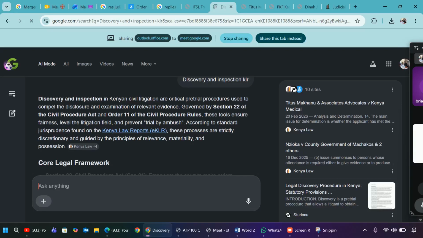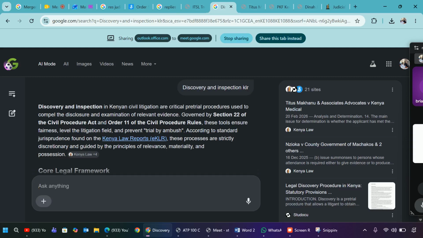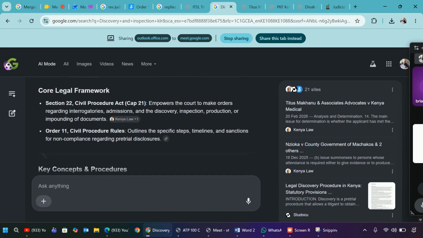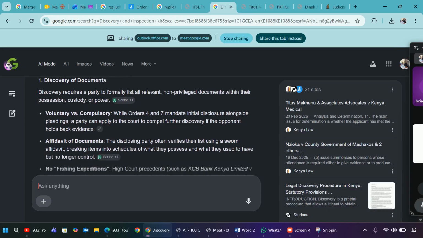So basically, what is the key takeaway if you are asked during the panel? Discovery and inspection in Kenya civil litigation are critical pre-trial procedures used to compel the disclosure and examination of relevant evidence, governed by Section 22 of the Civil Procedure Act and Order 11 of the Civil Procedure Rules. These tools ensure fairness, level the litigation field, and prevent trial by ambush. Okay. So discovery requires a party to formally list all relevant and non-privileged documents within their possession, custody, or power.